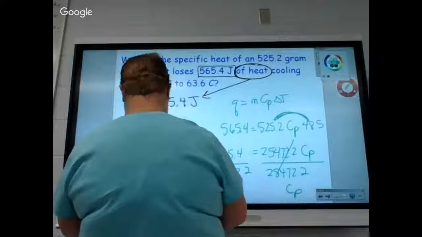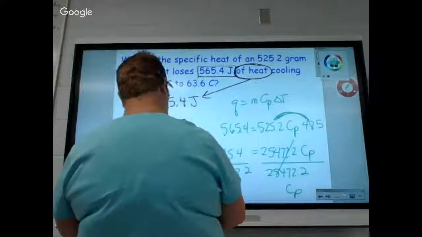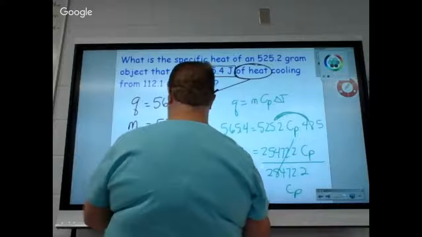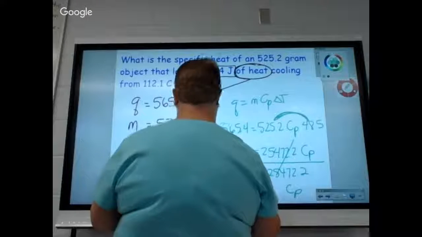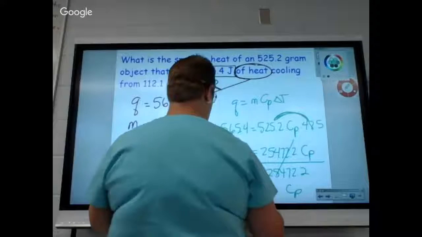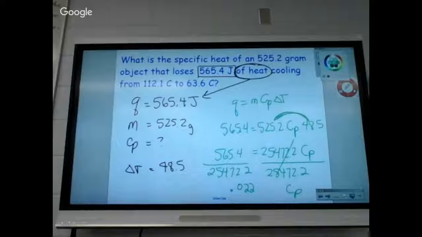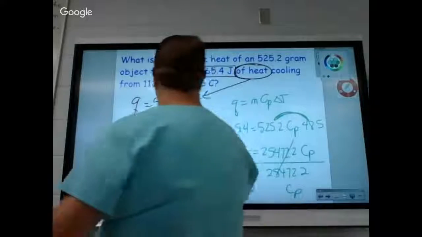Now, once I do that, I get point, and I probably divided that wrong. I got a really small number. Somebody check my math, because I probably divided wrong. 0.0221? Yeah, I did it right. Now, what unit do I put on this? Joules over grams, degrees Celsius.